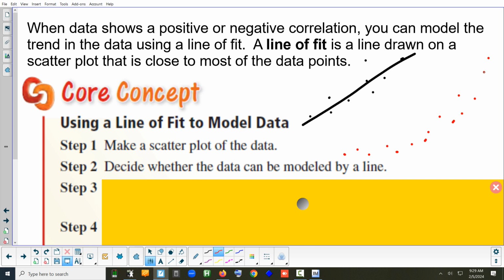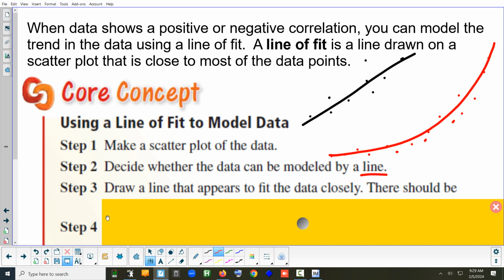Now, let's look at one more thing. Let's look at those points in red. First question is, do those points in red look like they have a pattern to them? Yeah, they have a pattern to them. Does the pattern look like it's a line? No, that's a curve. So in step two, I would still say no, the data can't be modeled with a line. It doesn't mean there isn't a pattern. It's just, in this case, the pattern is a curve. That's a little bit more complicated than we get into, so we're only looking for patterns that are lines.